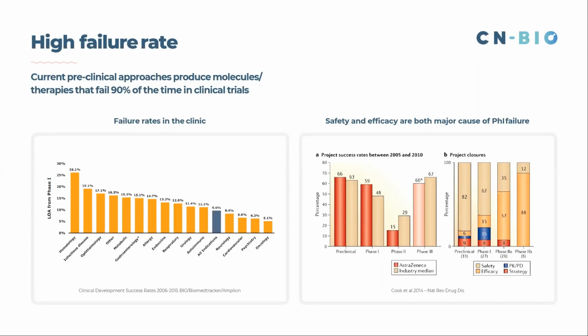On average, only 1 in 10 new drugs that enters the clinical trial process ends up becoming a new approved medicine for patients. Now, drugs fail in clinical trials for many reasons, but often this is due to issues with safety and with efficacy, and safety being the principal cause of problems in phase 1 and phase 2 clinical trials.